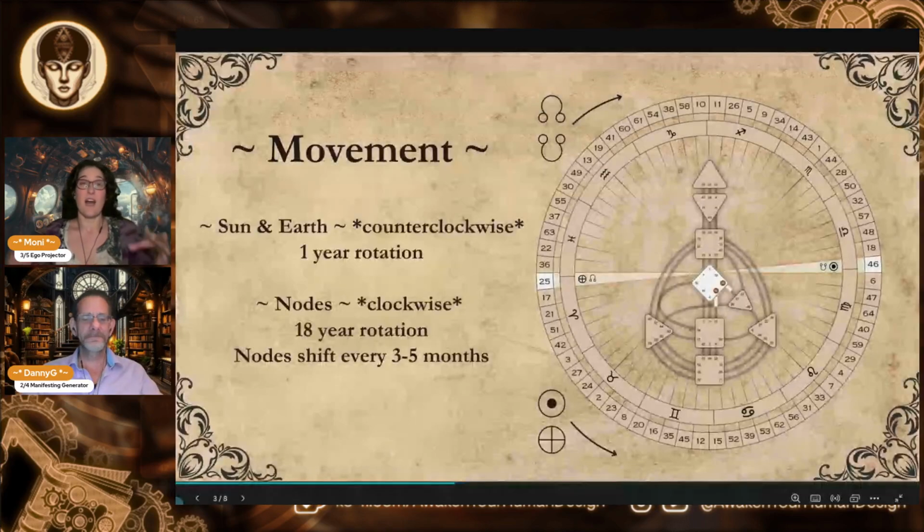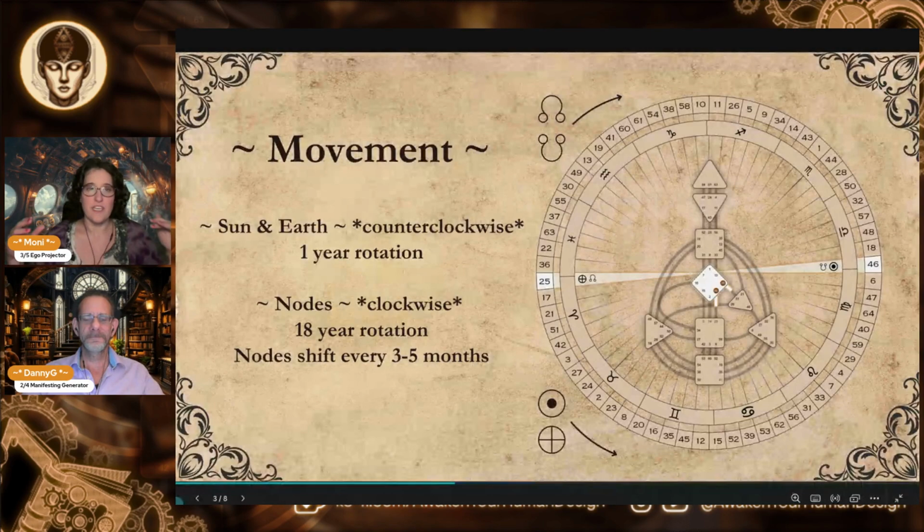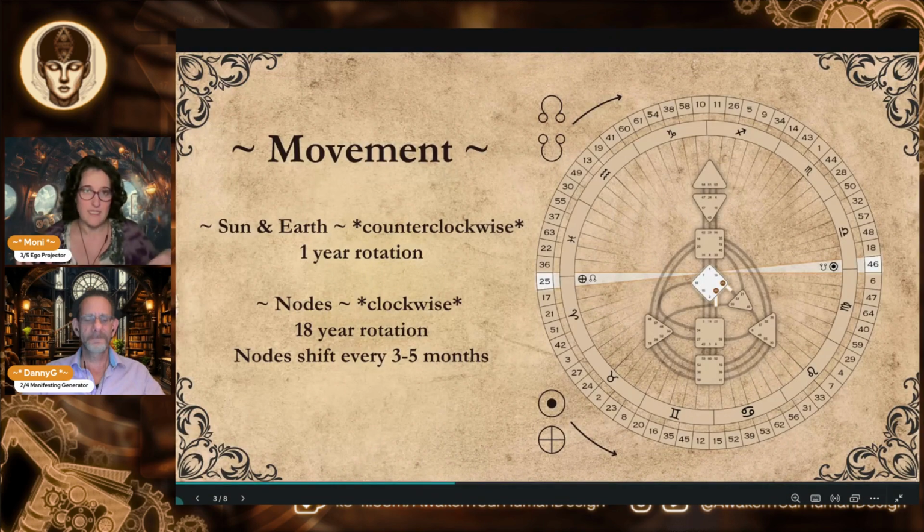To recap on the movement, when we're looking at our mandala body graph and we're looking at the sun and the earth and the planets, they're going counterclockwise. For the sun and the earth, it's a year rotation. And then when we look at the nodes, it's going the opposite direction. So the nodes are moving clockwise around the body graph, and it takes about 18-ish years, and the nodes shift every 3 to 5 months. This is just to give you a visual when you're looking at the mandala body graph, the wheel, the circle of Human Design.